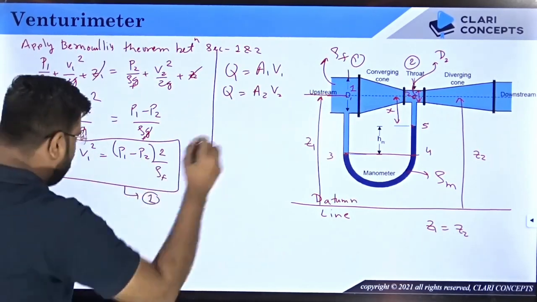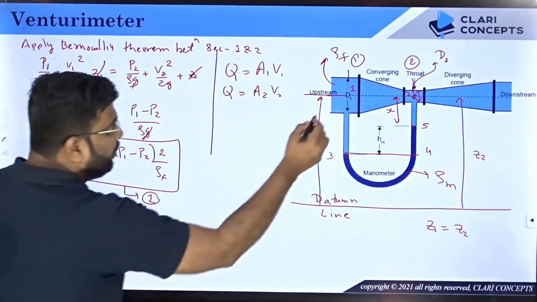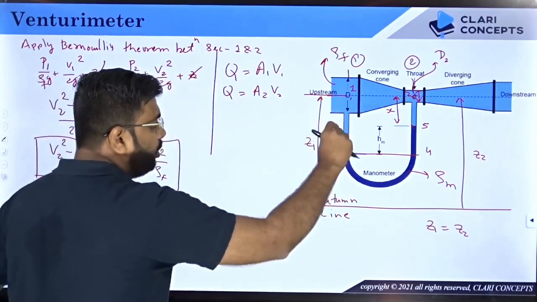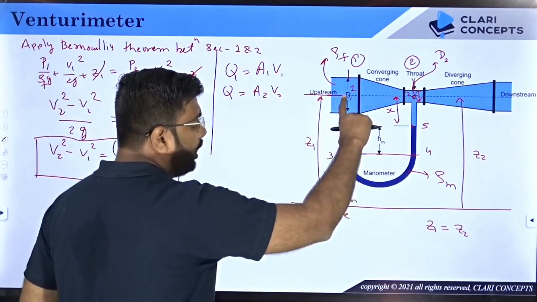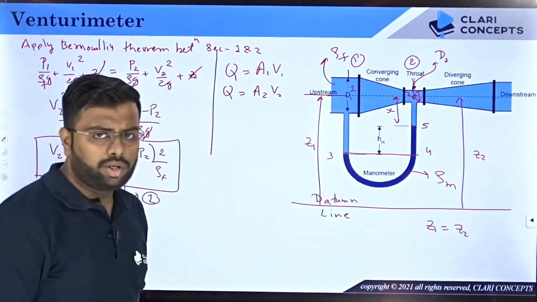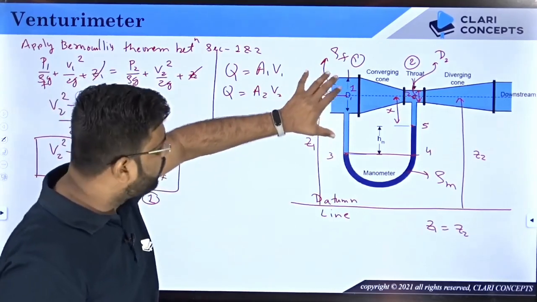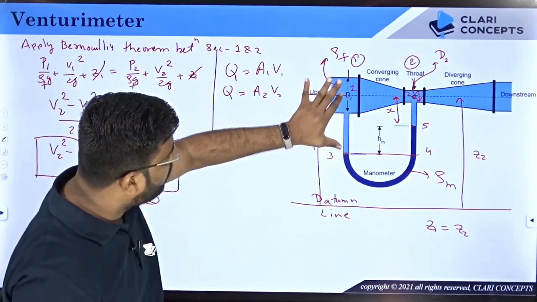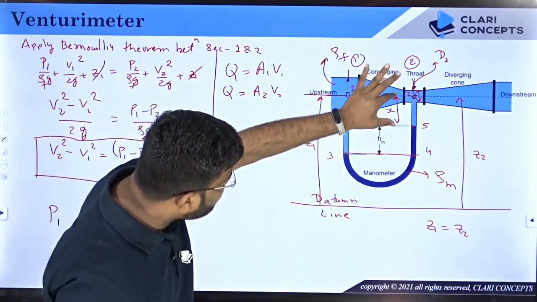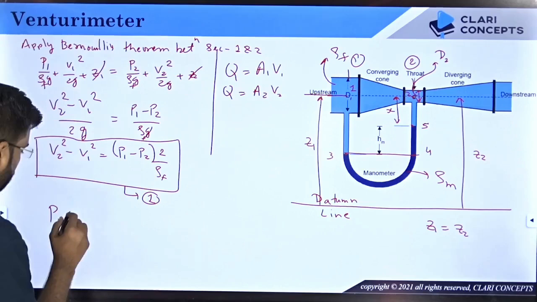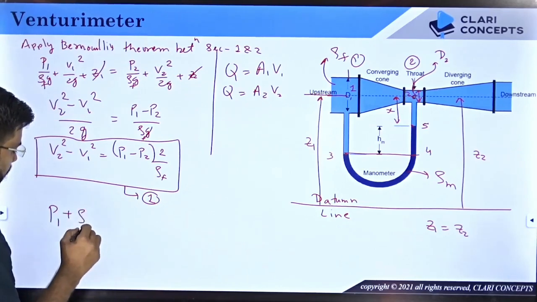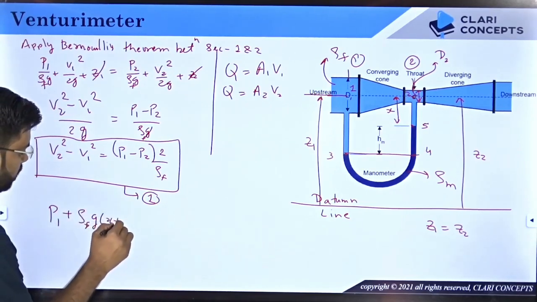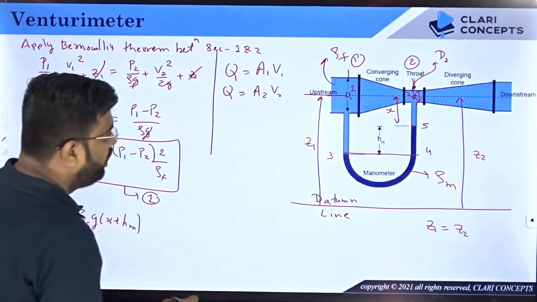So when I am at 1, pressure is P1. When you are moving down, so from 1 to 3, you are coming down. That means you are increasing the pressure. How much? Rho g h. What is the rho? Rho is the rho F g, and what is h? x plus hm. So this is P1 plus rho F g into x plus hm, right? Then you are at 3.